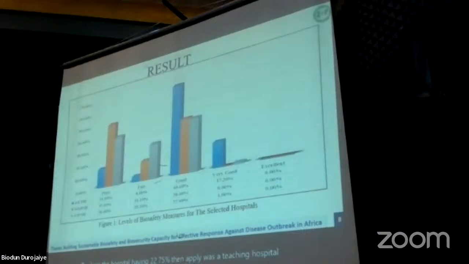This is a graphical presentation of the percentage obtained, the grades obtained from the hospitals from the questionnaire, where from what we can see, the blue color indicating AKTH and Murtala Muhammad and Abdullahi Wasai, the percentages are indicated there, where we can see that AKTH is still indicated having a little bit fairer or adequate biosafety level, though the percentage is not up to 50%.